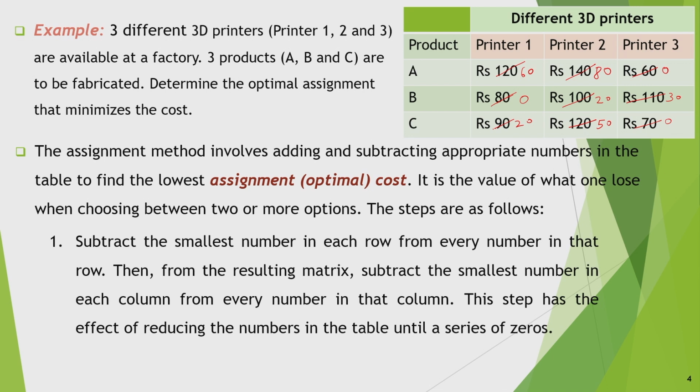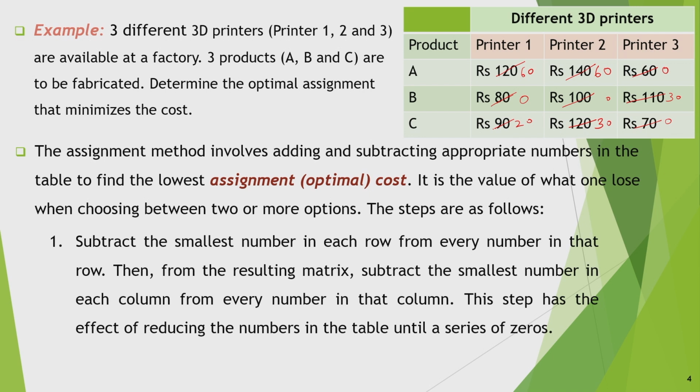So that means I have to subtract this also. This is 20, but I will make it 0. And then if I make it 0, this becomes 30 because I have to subtract this one. So this is 30 and this becomes 60. Okay. So this will become 60 here. So like that we have to do. This step has the effect of reducing the numbers in the table until a series of zeros appear. So we got many zeros here. Okay. Now what will we be doing here?